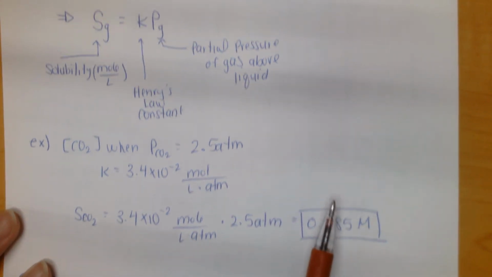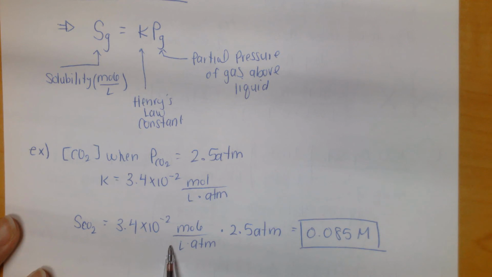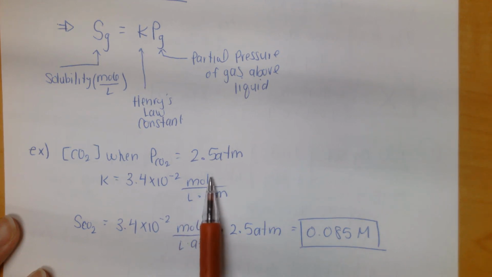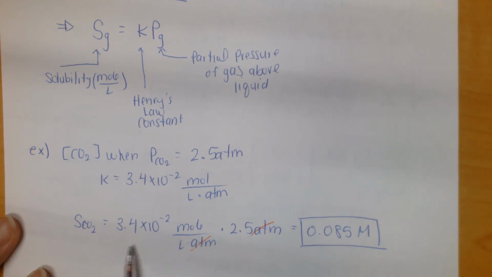So again, we just use Henry's law here. We're finding S. We're going to plug in our K, our constant, in a table or given to us, and then the pressure of the gas, 2.5 atmospheres. So atmospheres cancel and we get moles per liter, which is the units of concentration. Multiply through, our concentration of CO2 is only 0.085 molar. But again, very nice and bubbly and makes the soda taste really nice.